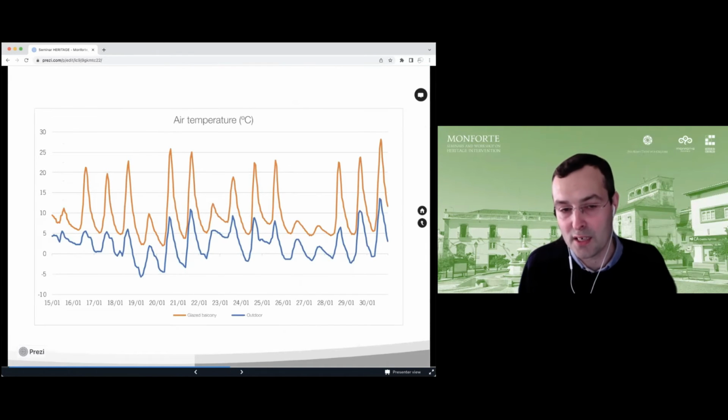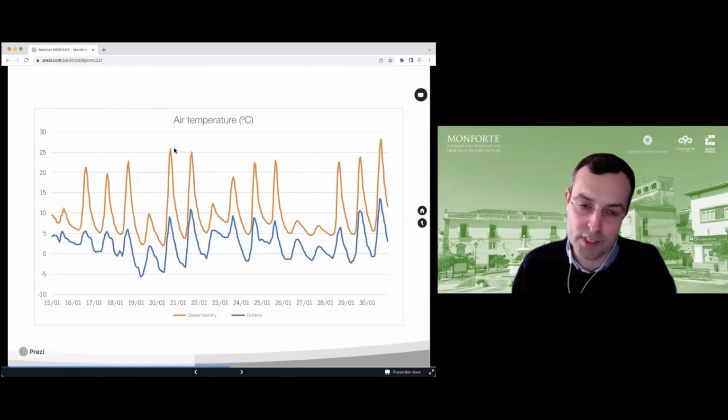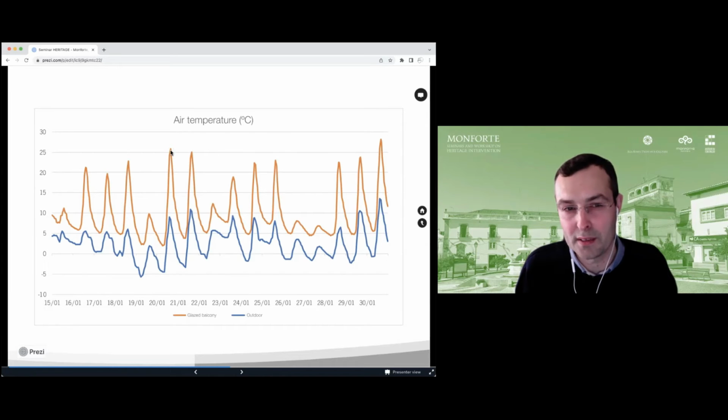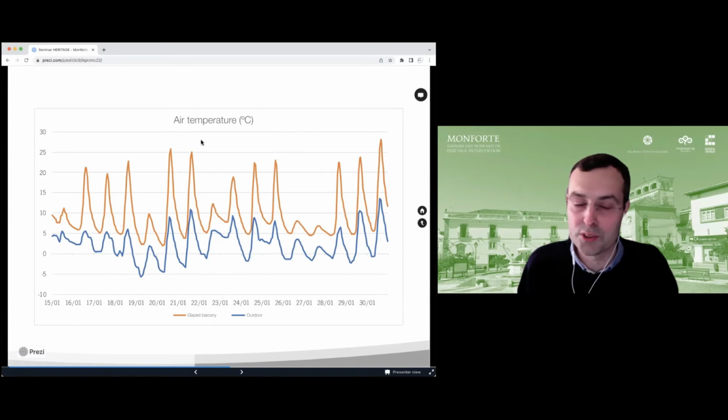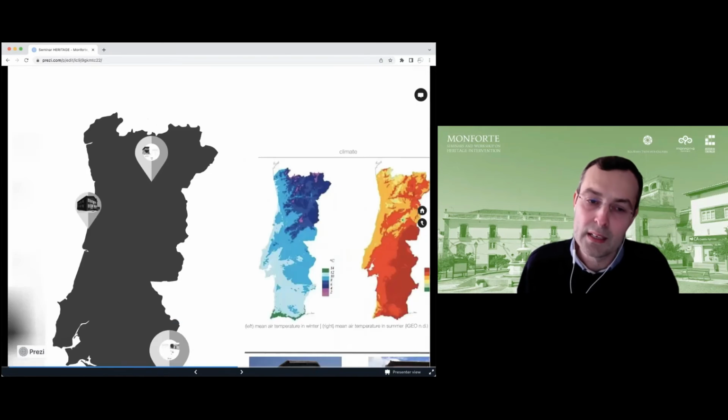And we can see here also that during the coldest week from the weather data, in a free running mode, we can reach very high temperature peaks inside the balcony. You can see here, for example, when outdoor temperature is below 10 degrees, we can reach a peak temperature indoors above 25. So these are very interesting solar gains.